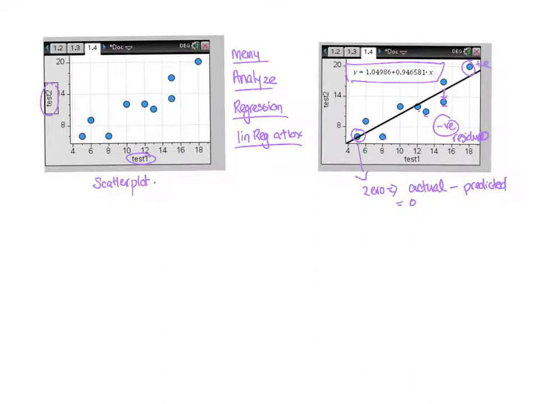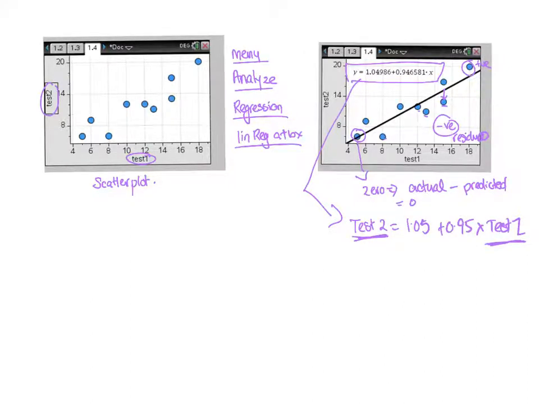Just the thing I don't like about using this one is often people still write y and x when I really should be writing test 2 equals 1.05 plus 0.95 times test 1. So we really need to use the variable names, otherwise we won't get the marks.